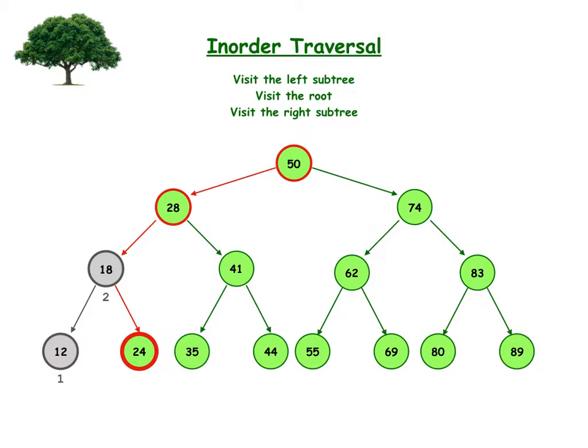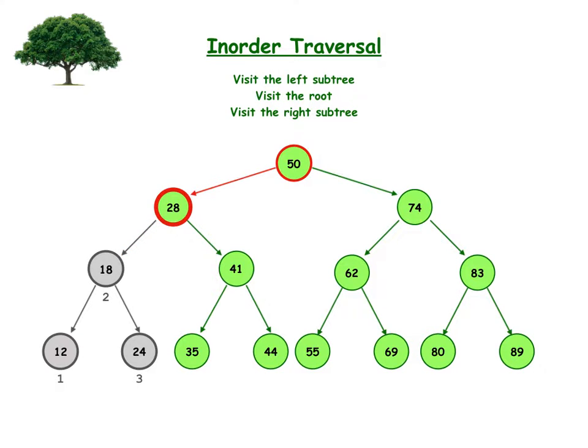Now we're at 24. First step, visit the left subtree. 24 has no left subtree. Next step, visit the root. So 24, which is the root of its own subtree, gets visited. Thus 24 is the third node to get visited in this tree. Then we look at the right subtree. 24 has no right subtree. So we're done at 24. We go back up. We're back at 18. We've visited 18's left subtree. We have visited 18 itself. And we have visited 18's right subtree. So now we're done with 18.